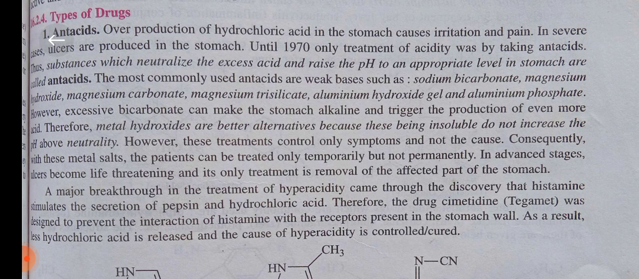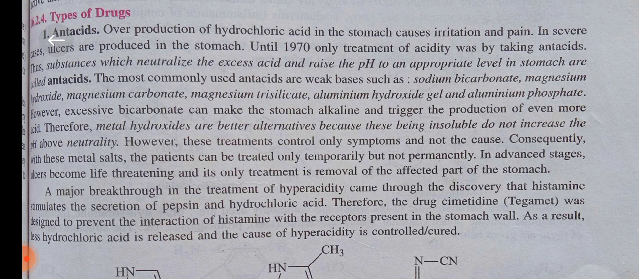First, antacids. Overproduction of hydrochloric acid in the stomach causes irritation and pain. In severe cases, ulcers are produced in the stomach. Until 1970, the only treatment of acidity was by taking antacids. The substances which neutralize the excess acids and raise the pH to an appropriate level in the stomach are called antacids.